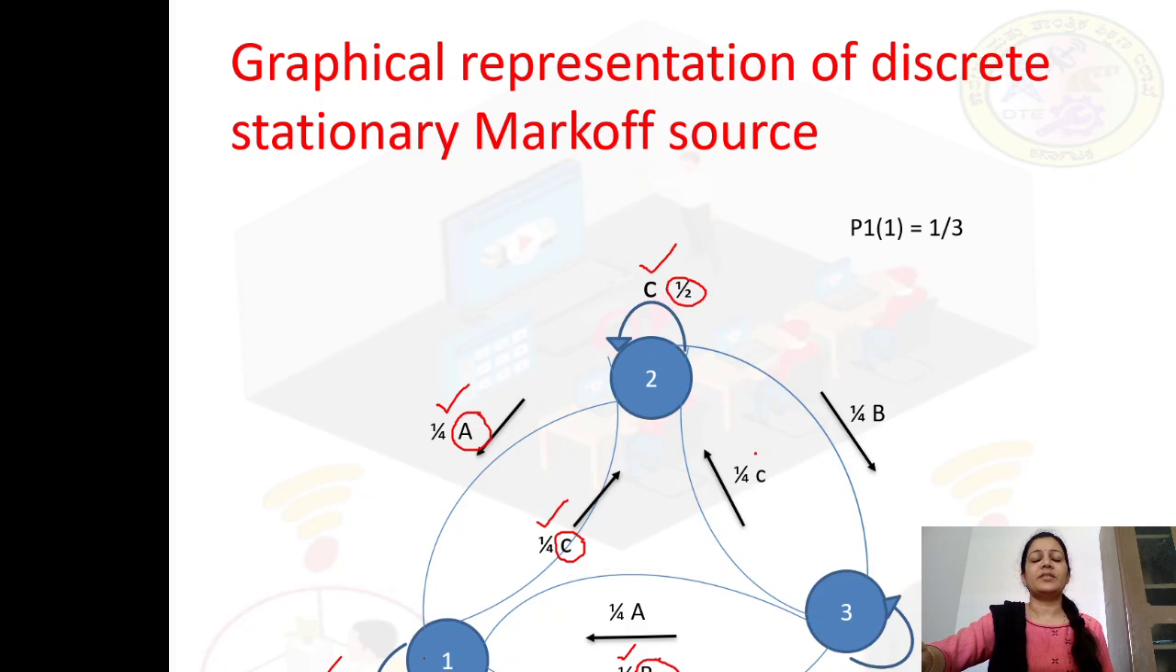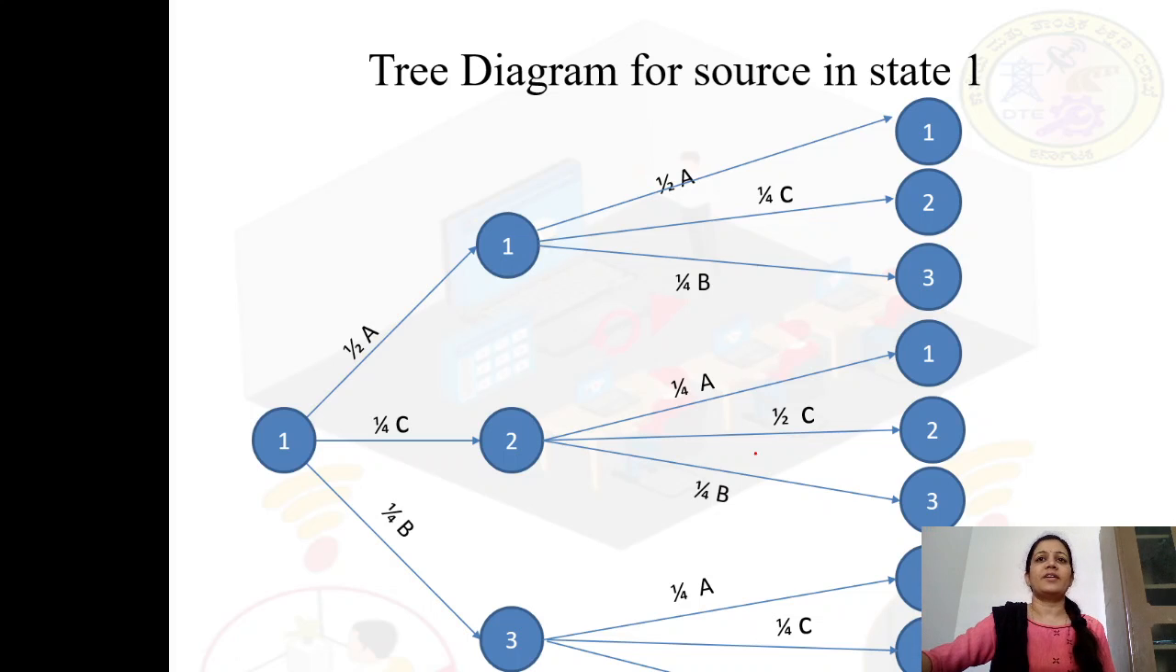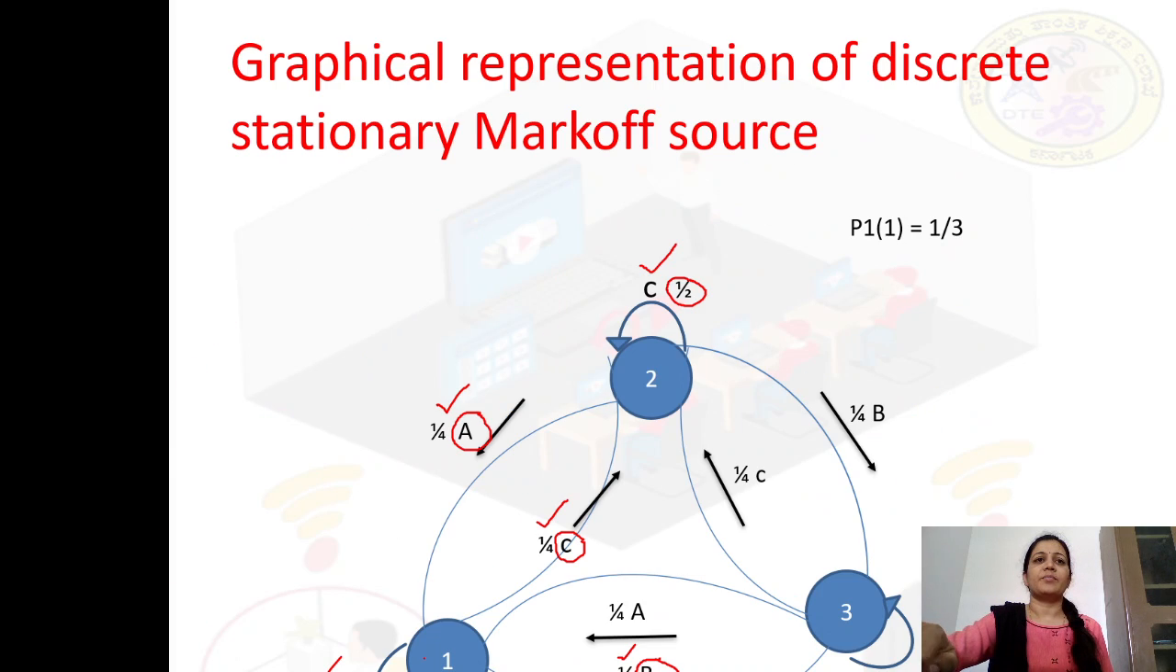Now with the help of this graphical representation, it can be written in the form of a tree diagram. So this is our tree diagram. So how to write this tree diagram? For the time being, you neglect this part of the tree diagram. Let me concentrate only on this part first. So how to write this part?